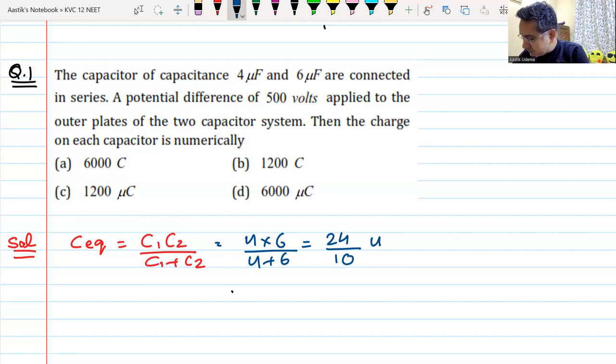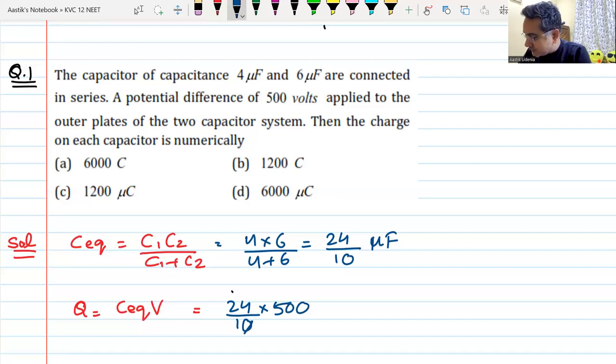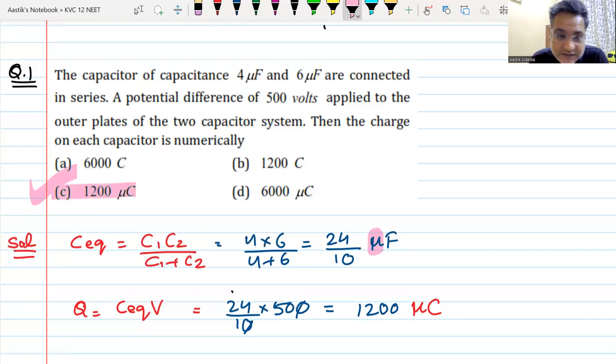Microfarad. Remember, 24 by 10 microfarad is the effective capacitance. To find out the charge, the formula is C equivalent multiplied by V. So it would be 24 by 10 multiplied by 500, and the answer is 1200. Yes or no? Yes, sir. But not 1200 coulombs, because there is micro here. So it is 1200 microcoulombs. And therefore, the correct answer is C and not B.